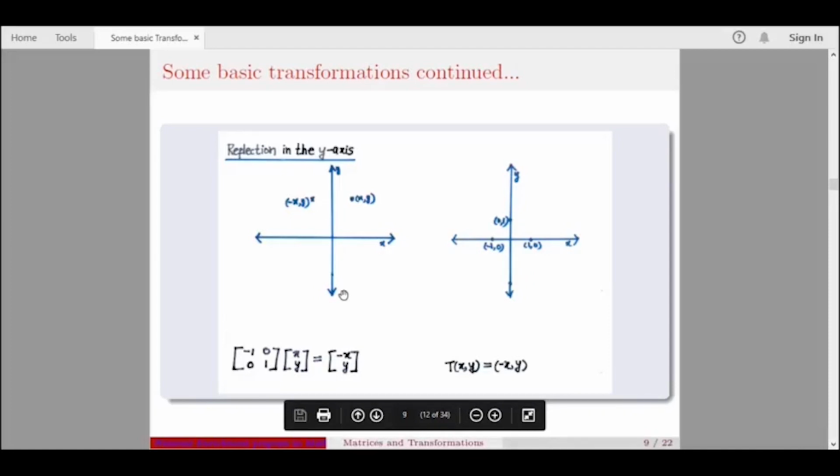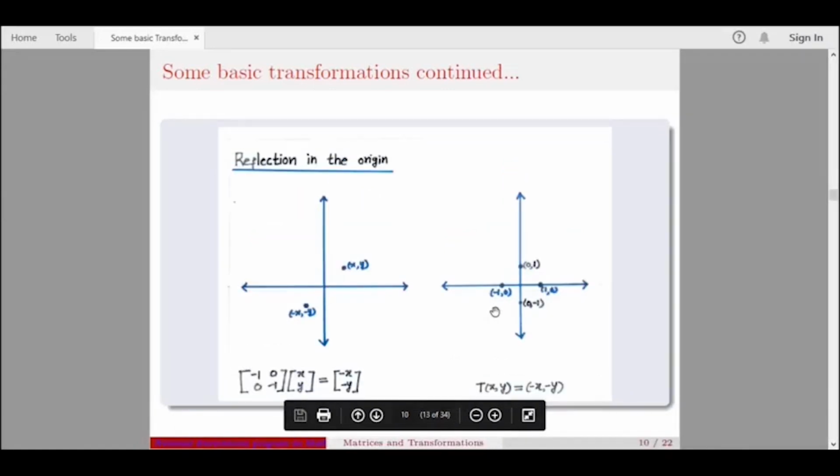Moreover, we can see that under this transformation, the y-axis is an invariant line. So the image of (0, 1) is (0, 1) itself, and I have written the second column as (0, 1). If you do the multiplication here, you will get (-x, y). So T(x, y) = (-x, y) is the transformation for reflection in the y-axis, and the corresponding matrix is [[-1, 0], [0, 1]].